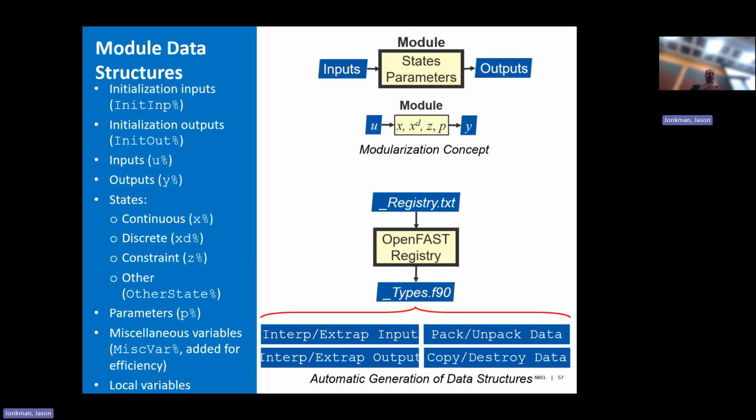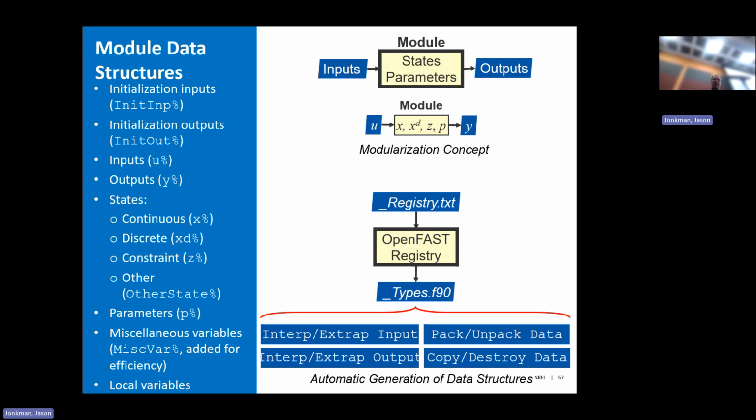Other states are things like binary states or something. Also, inputs are U%, outputs are Y%. So you can clearly see this in the code. If it has one of these percentage symbols in it, it's definitely one of these variables. Parameters are stored as P.